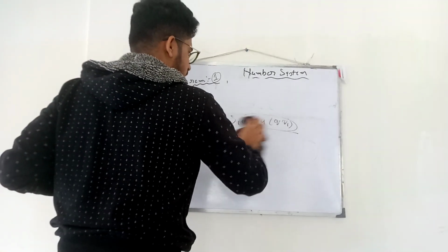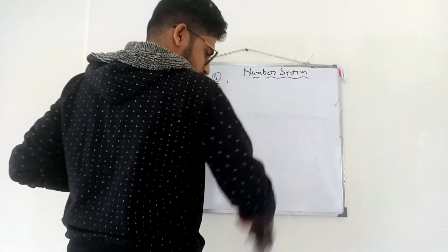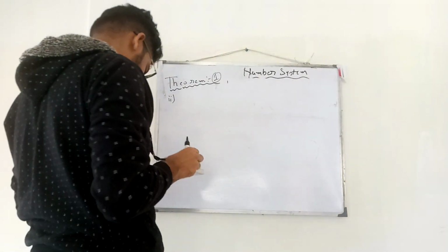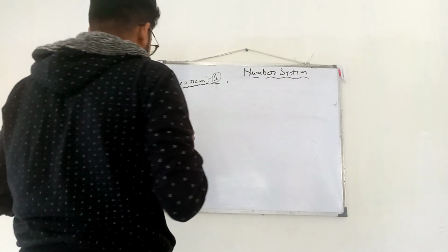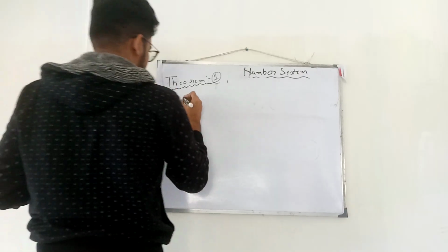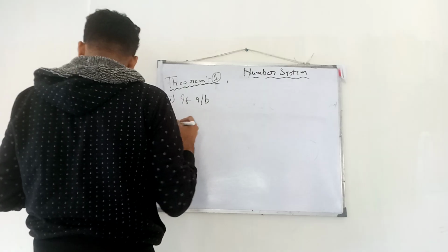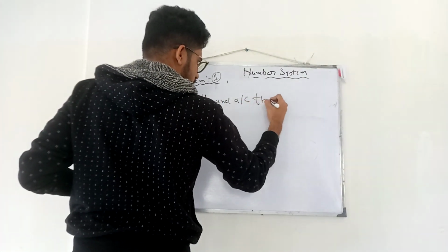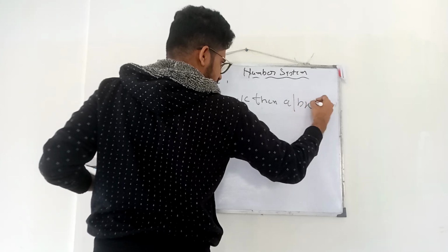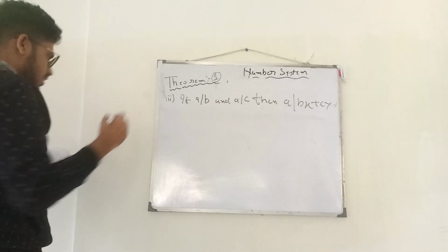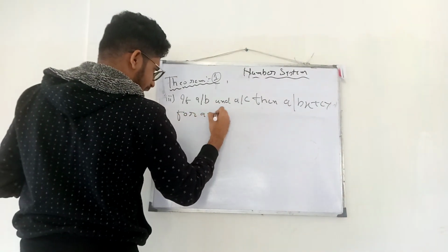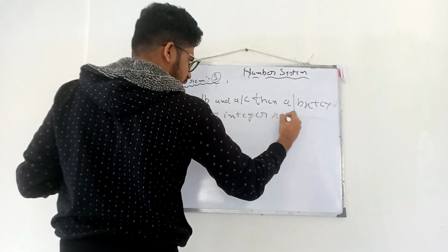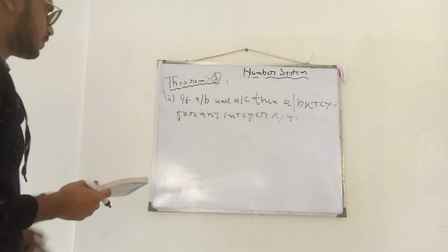They are saying, in the third subset: if a divides b and a divides c, then a divides bx plus cy for any integers x and y. Okay, so here we have to understand what they are actually trying to say.